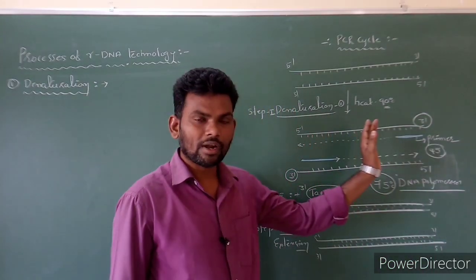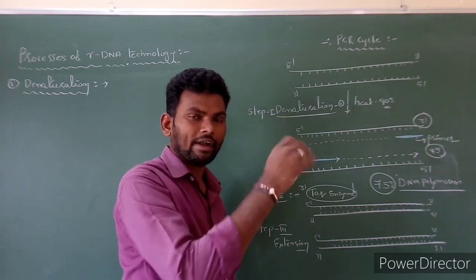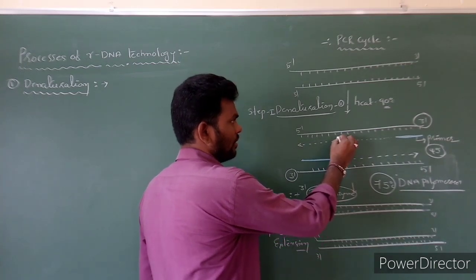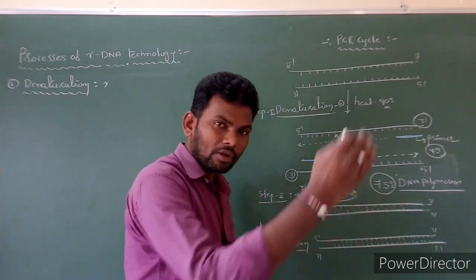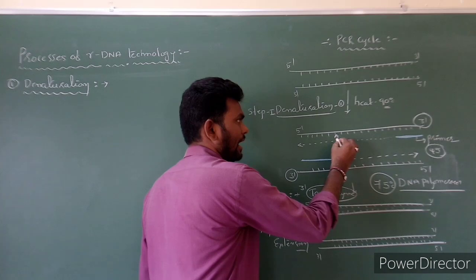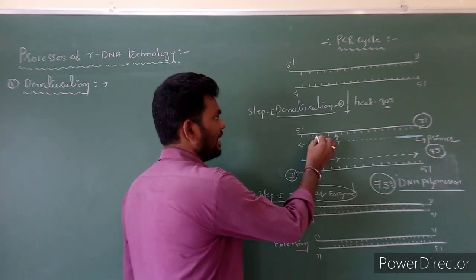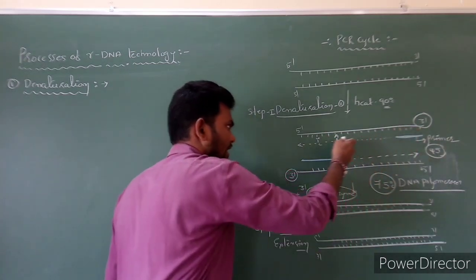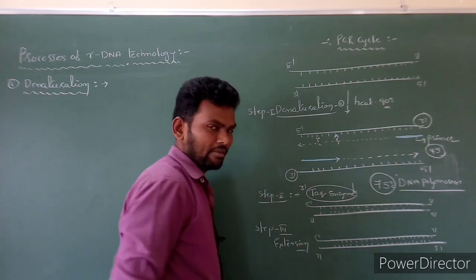During this extension, what happened? Very simple. We already added adenine, thymine, guanine. For example, only one example. Here, for example, adenine is there. During the extension, the DNA polymerase enzyme is going to add thymine. If guanine is there, it's going to add cytosine. So like this, it is going to extend. Nitrogen bases are going to be added to a single strand.